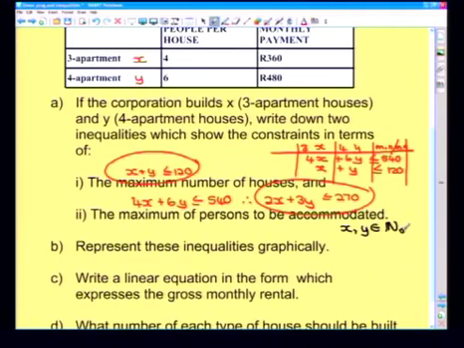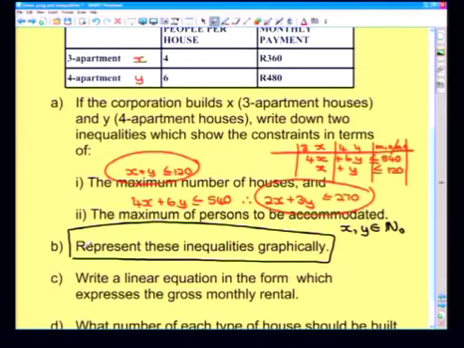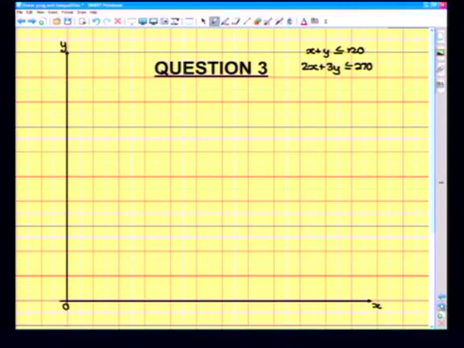And as you know, if it's going to be something like that, it's not going to be half an apartment or a quarter of an apartment. So we also need to write down there that x and y are elements of the whole numbers. Now, we're going to represent them graphically. So let's go to the next page where I've got a Cartesian plane waiting.